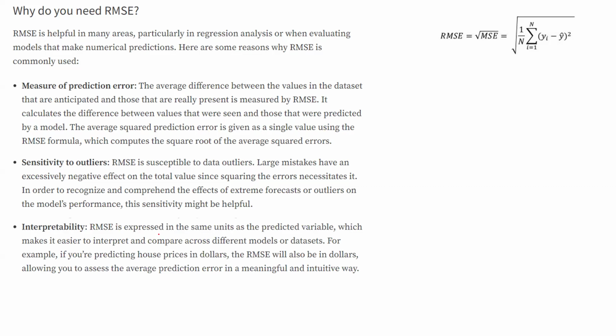And finally, it's expressed in the same unit as the predicted variable. This is very important for us. Same units, which makes it easier to interpret and compare across different models or data sets. For example, if you're predicting house prices in dollars, the RMSE will also be in dollars, allowing you to assess the average prediction error in a meaningful and intuitive way. Perfect.